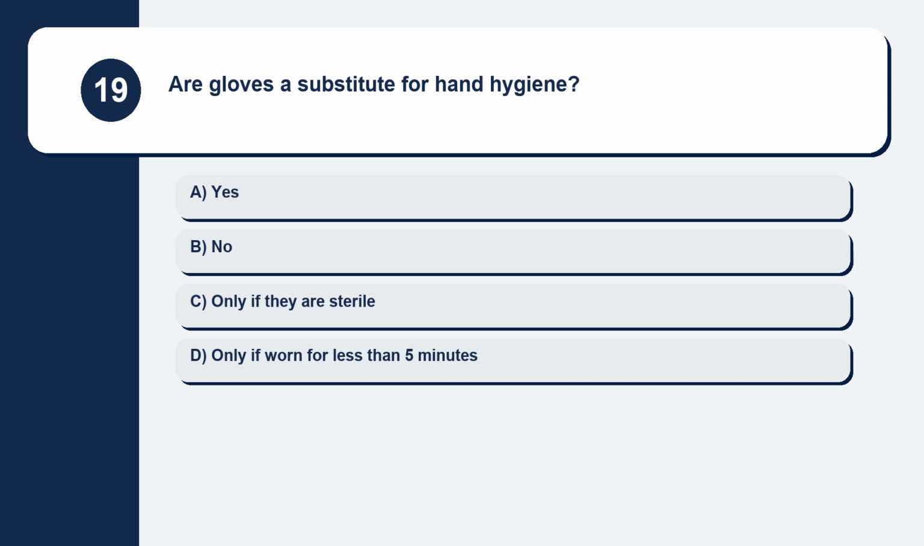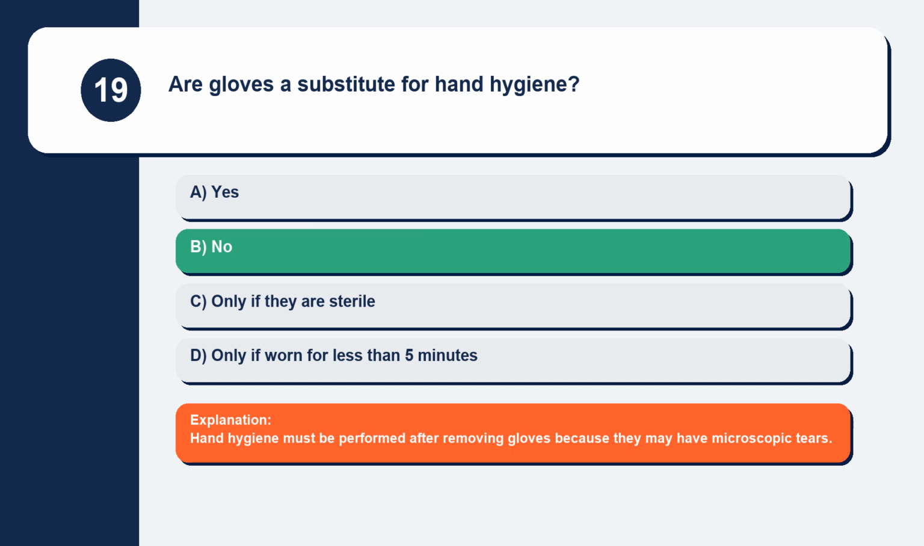Question 19. Are gloves a substitute for hand hygiene? Yes. No. Only if they are sterile. Only if worn for less than 5 minutes. Hand hygiene must be performed after removing gloves because they may have microscopic tears.